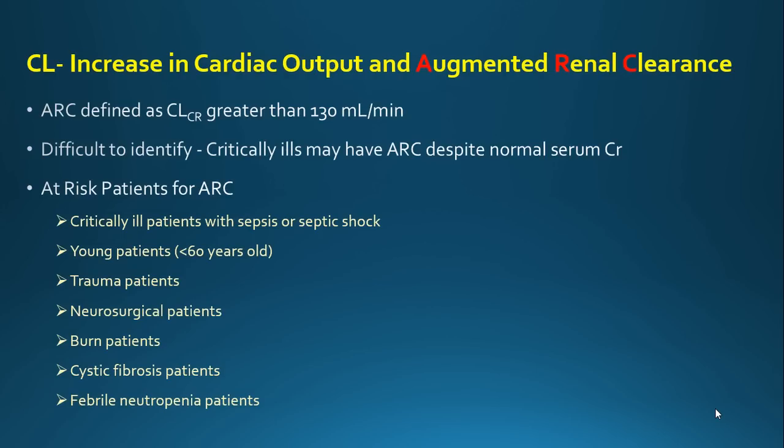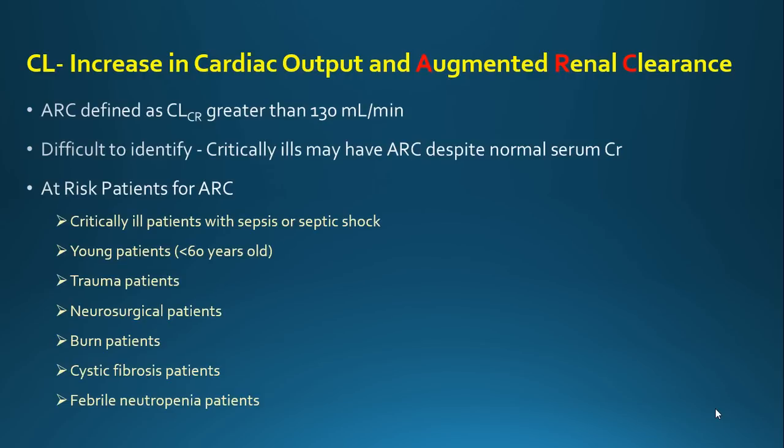So the second concept is understood: volume of distribution and delay. Third is your clearance. Clearance increases when the cardiac output increases, and also with augmented renal clearance, which we label as ARC. So paradoxically, in the initial phase of sepsis, because of the SIRS and all these things, tachycardia and so on cause an increase in the cardiac output. So technically your clearance becomes faster.